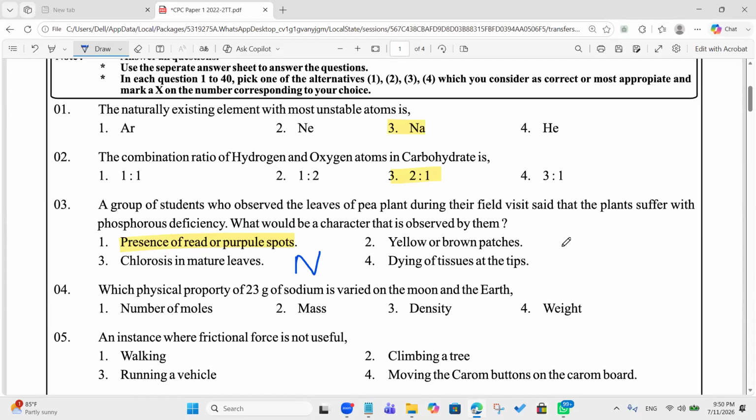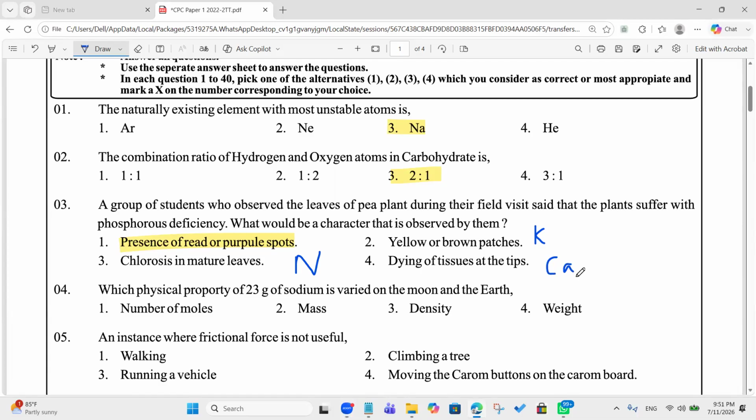Yellow or brown spots? Try. Potassium deficiency. And drying of tissues at the tips. Yes, Lamai, drying of the tissues at the tips. So why no responses? That is calcium. So remember them.